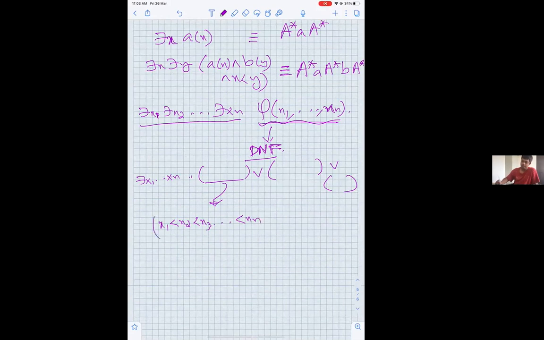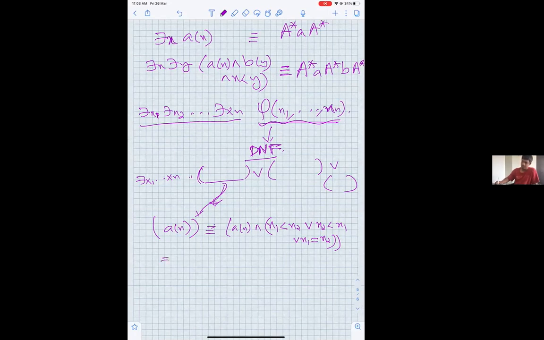That is one possibility. Just imagine I have a formula like a of x. What I can do is rewrite it as a of x and x1 less than x2 or x2 less than x1 or x1 equal to x2, something like that. This a of x is equivalent to a of x and x1 less than x2 or x2 less than x1 or x1 equal to x2.